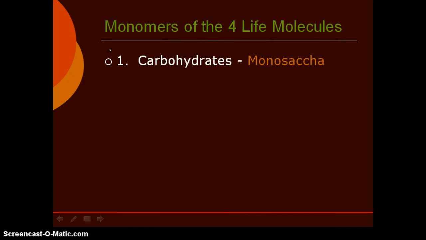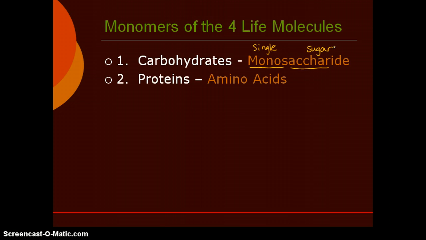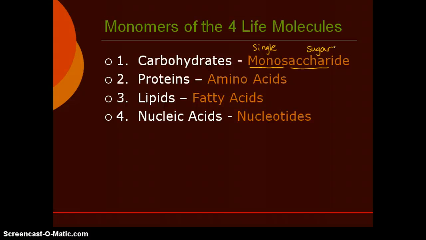So if we look at each of these and categorize the monomer for each of these, you will need to know this. Carbohydrates are called monosaccharides, and mono again is single, and saccharide is sugar, so it's a single sugar. Proteins, the monomers are called amino acids. Lipids are called fatty acids, and nucleic acids are called nucleotides.